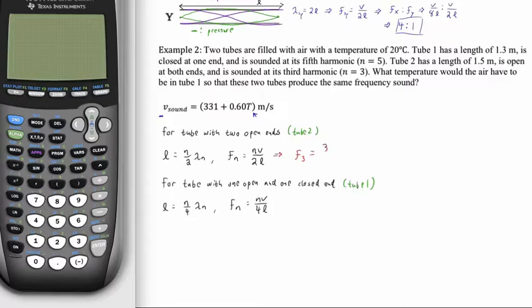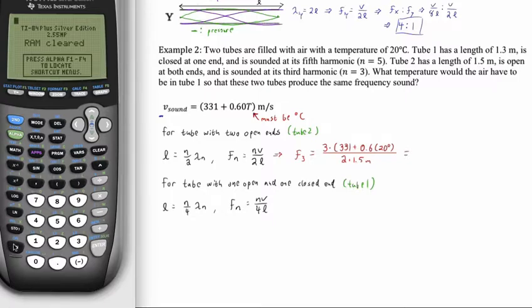It's going to be 3 times the velocity, so 331 plus 0.6 times 20 degrees Celsius. And this formula does rely on Celsius, so this temperature right here must be in degrees Celsius. And then we're just going to be dividing by 2 times the length of the tube, which is given as 1.5 meters. So let's find the third harmonic of that tube.